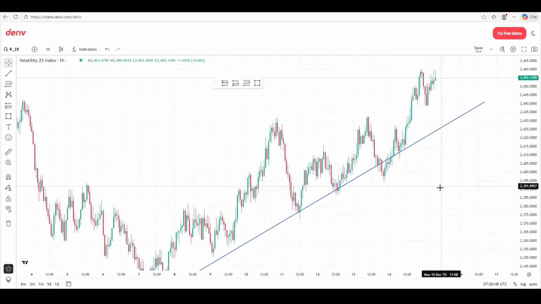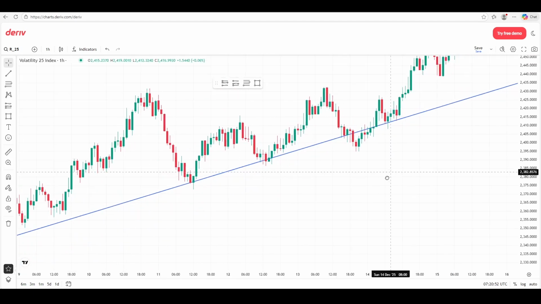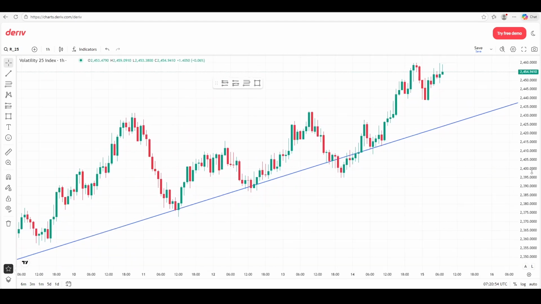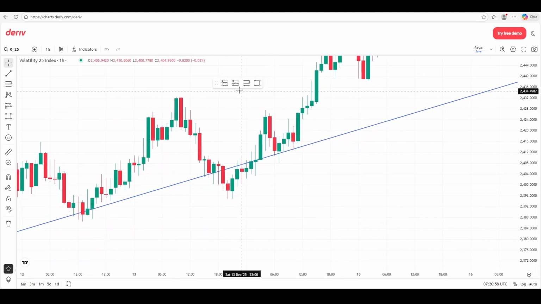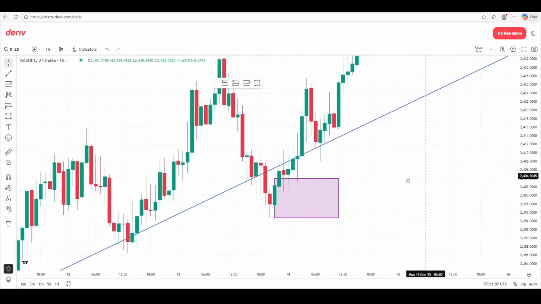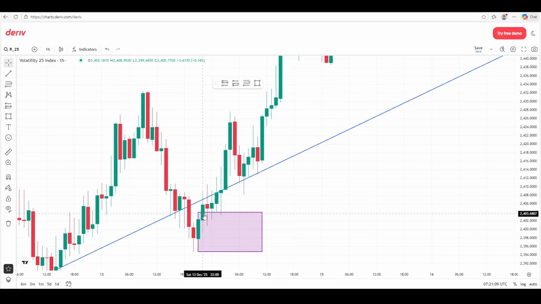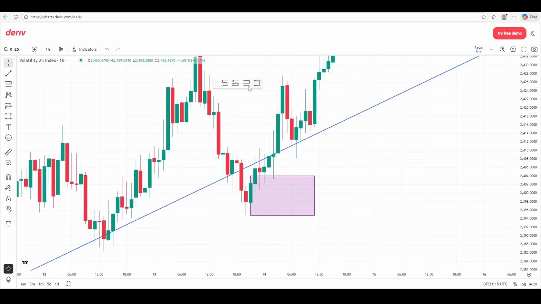And with that in mind, I am looking for a potential bullish engulfing candle to give me bullish bias, and that is what we have right here. So we have a bullish bias at this point, and I'm assuming this bullish engulfing candle is giving me the idea that we are still in a strong bullish bias, and as a result we will be looking for buy setups.